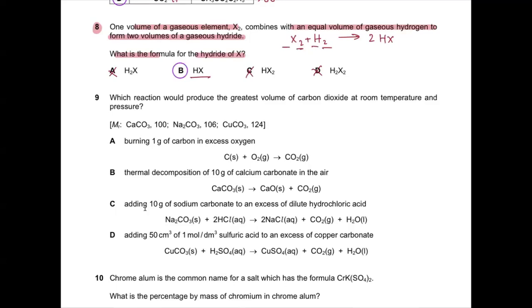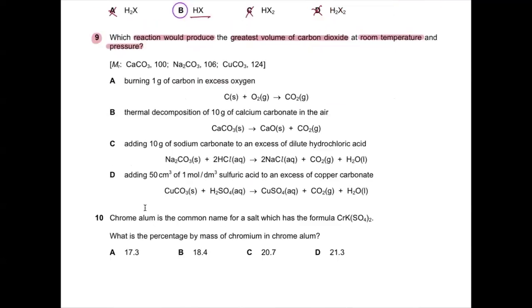Now, MCQ number 9. Which reaction would produce the greatest volume of carbon dioxide at room temperature and pressure? If you see, they have given you the Mr as well. The greatest volume of carbon dioxide is produced by the greatest moles, the one which is giving you the greatest moles of carbon dioxide. So we go for it.